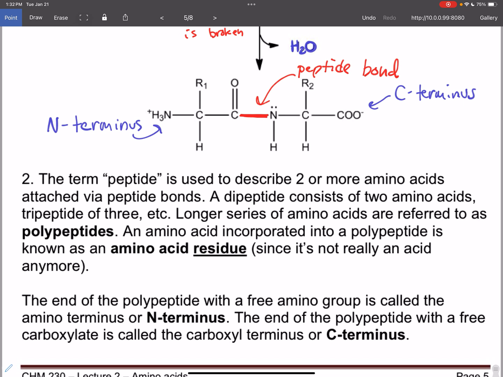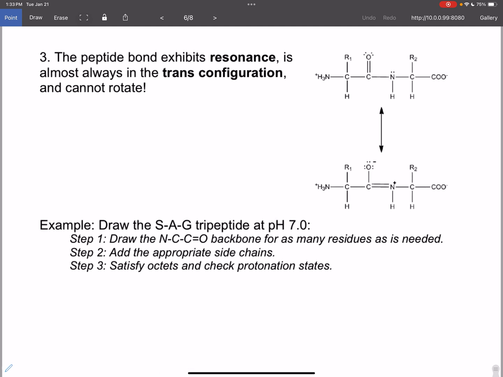And as I just mentioned, the ends of the amino acid give us the termini, N-terminus and C-terminus. And it's important to recognize which is which. We typically read these polypeptides from the N-terminus to the C-terminus in that order. And we'll see that as we move on to some other things. So a couple other properties about the peptide bond.